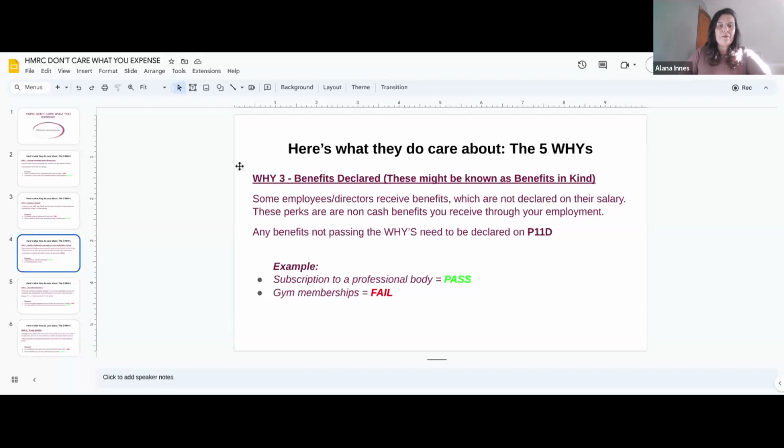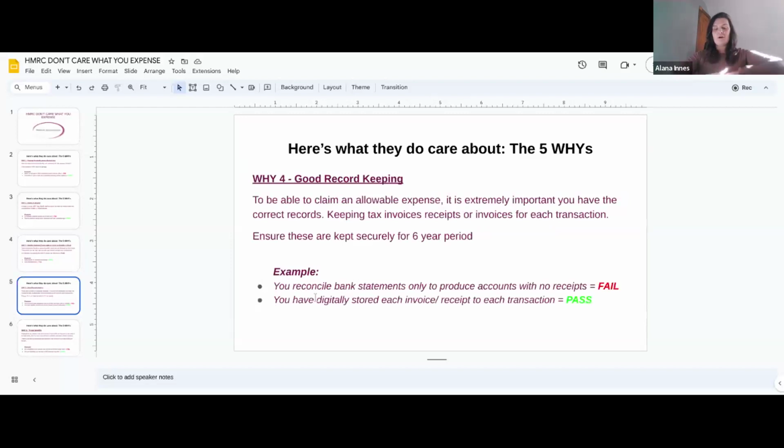So the fourth why for if an expense is allowable, and why it might not be allowed, is if you've not had good record keeping. So with HMRC, and especially with the introduction of Making Tax Digital, with everything going more digitally submitted to HMRC, there is more chance of inquiries and record checks being done a lot more by HMRC.